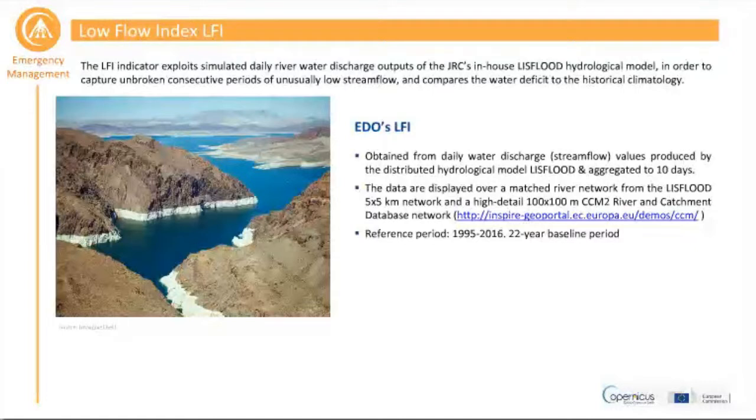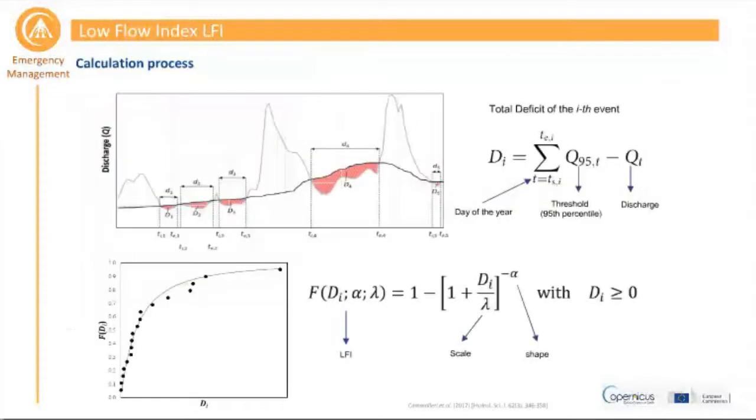So the low flow index is another indicator using the LISFLOOD outputs. This indicator was developed within our group, and it exploits the LISFLOOD simulated daily river discharge to capture unbroken consecutive periods of unusually low streamflow, and then it compares the water deficit to the historical climatology.